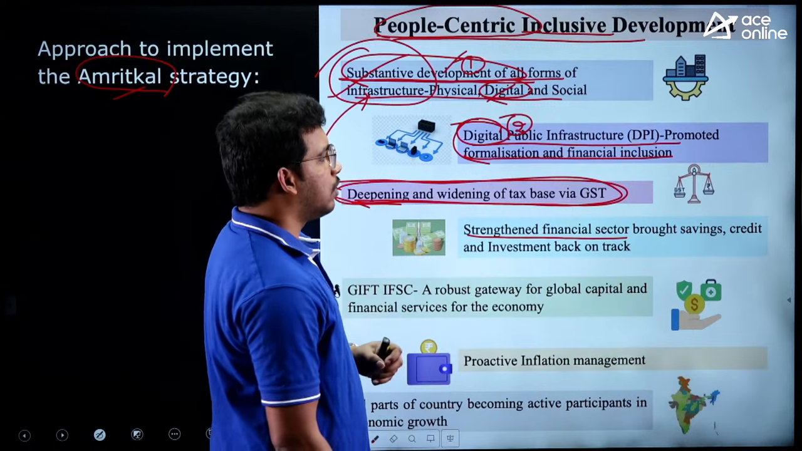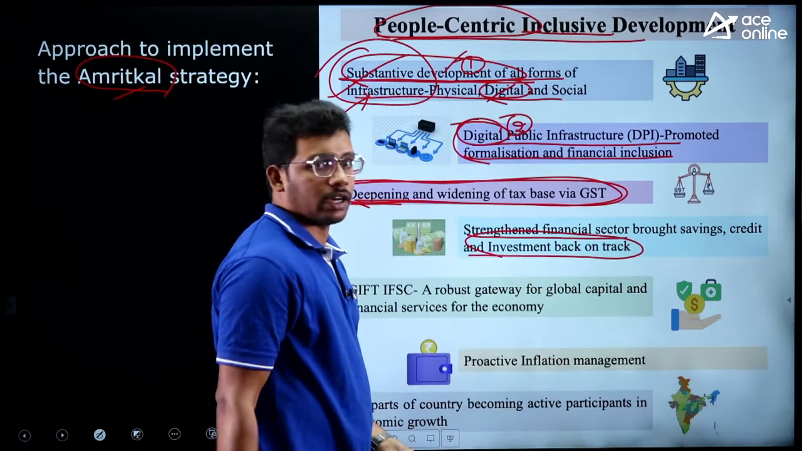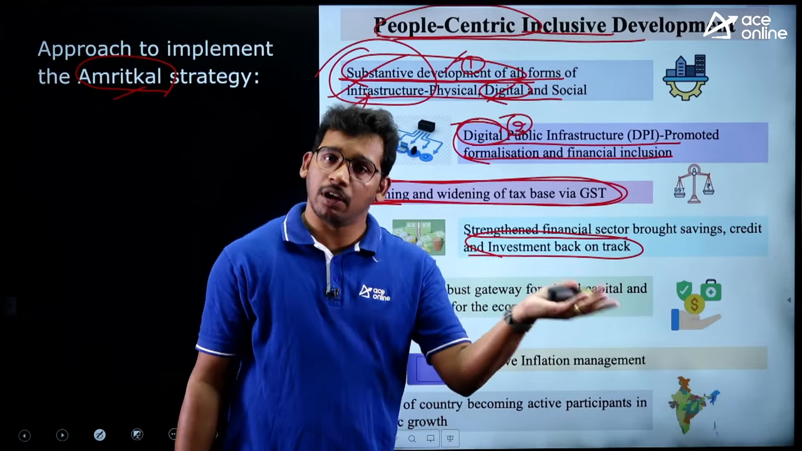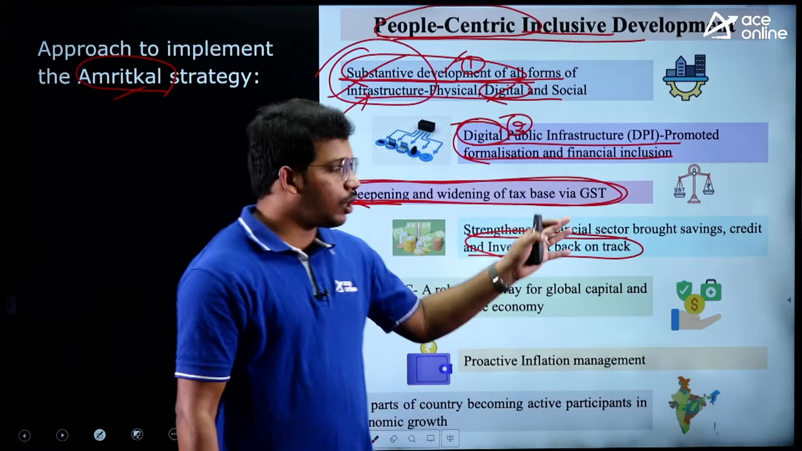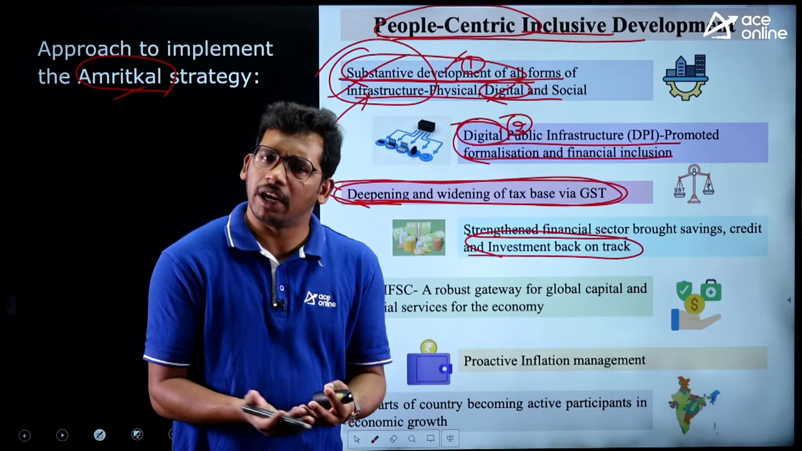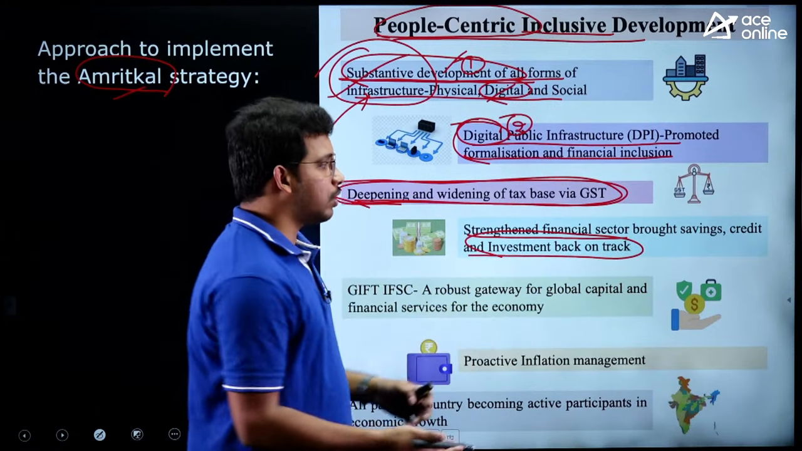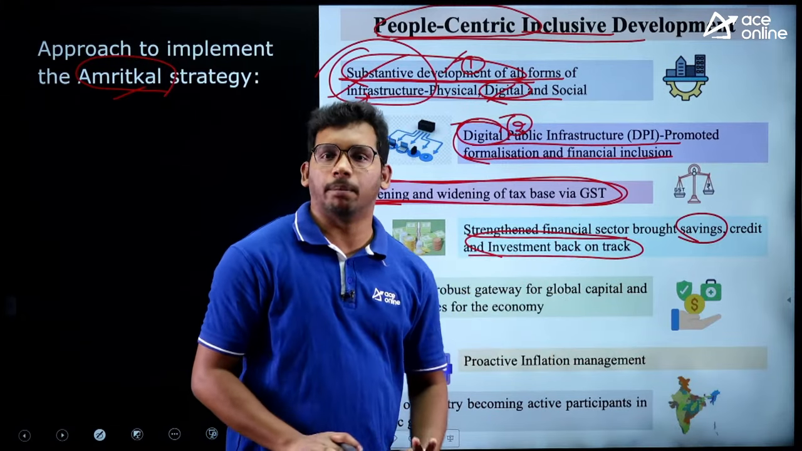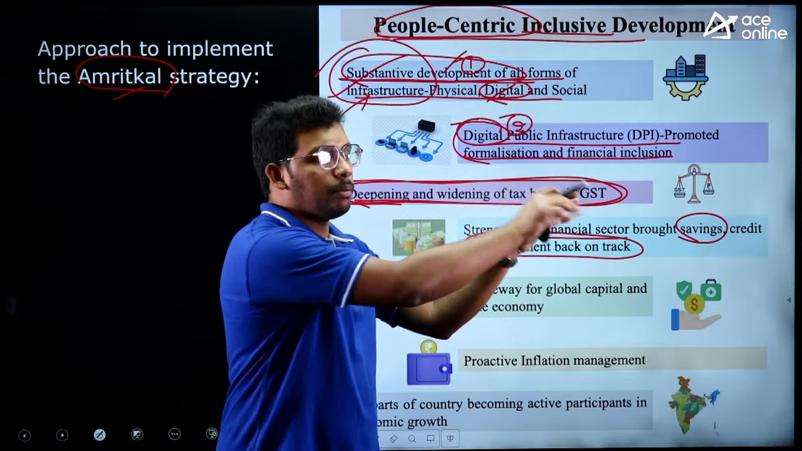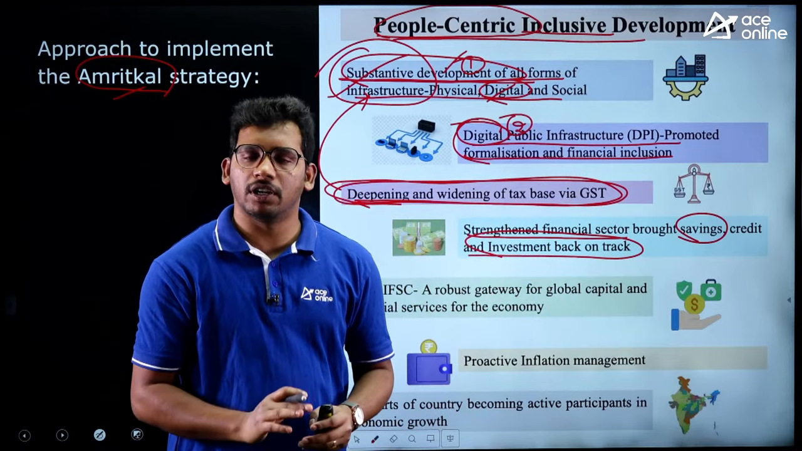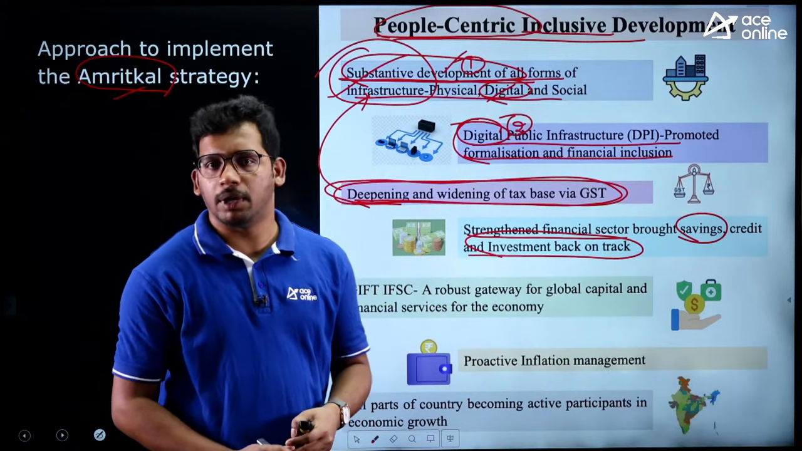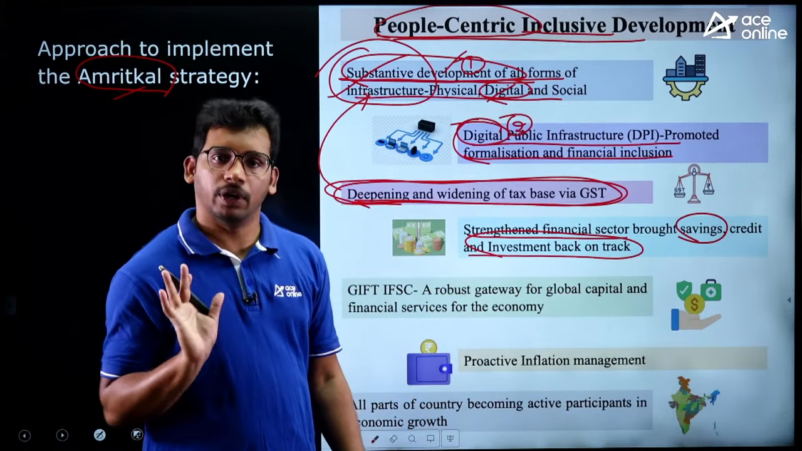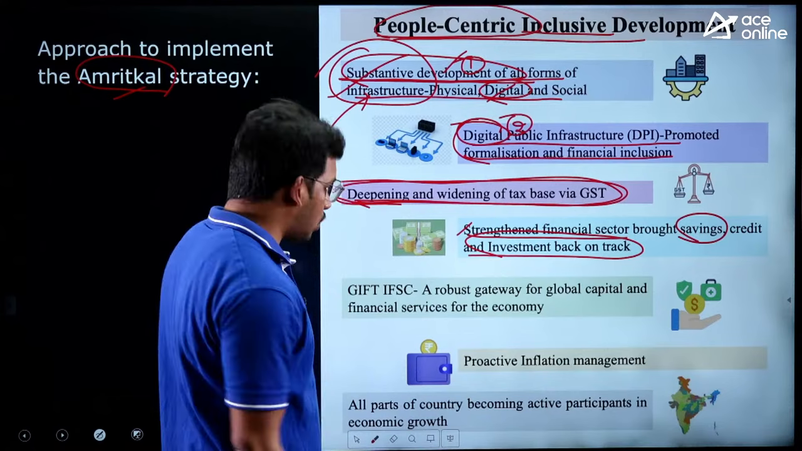Strengthen the financial sector, bringing savings and investment back on track. So you may have seen that after COVID, there were decreased investments from the FDIs, that is foreign entities, and also there are fewer savings because people don't have money now, right? So the government wants to promote more savings among the public. When they are saving, that means the money will be kept in banks, and the money kept in banks can again be given as loans to private entities, corporate entities, to create infrastructure and other economic elements. So the government wants to enhance savings and also encourage investments into India. That is again another element of the government approach.